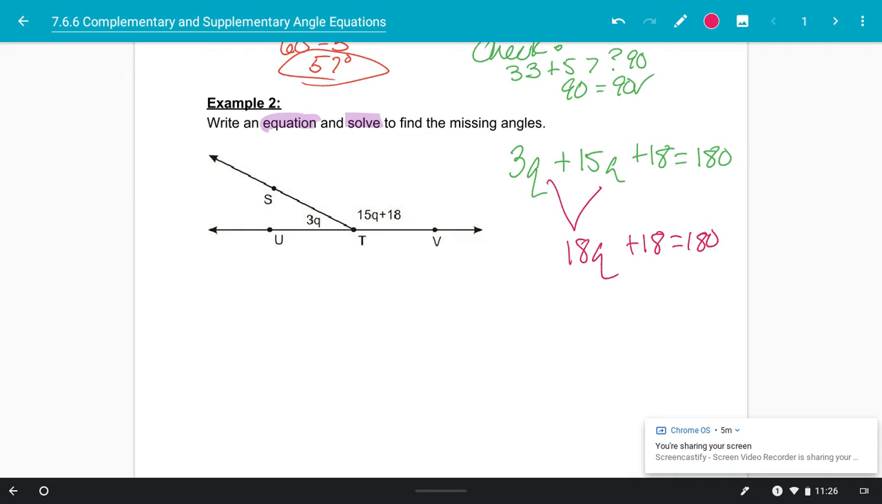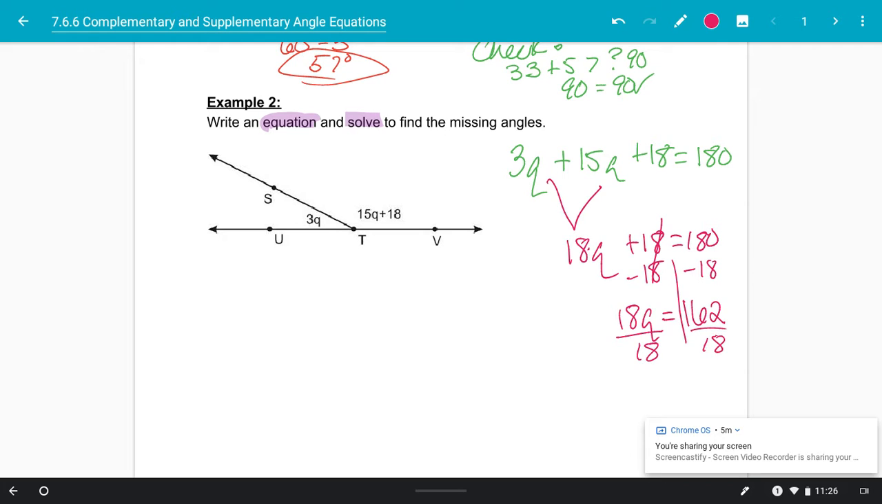So what's happening to Q? First, it's getting multiplied by 18, then we're adding this 18. So we're going to undo that addition with subtraction. I'm going to subtract 18 from both sides, and I get 18Q is equal to 162. Dividing by 18 here, I'm going to get Q equals 9.